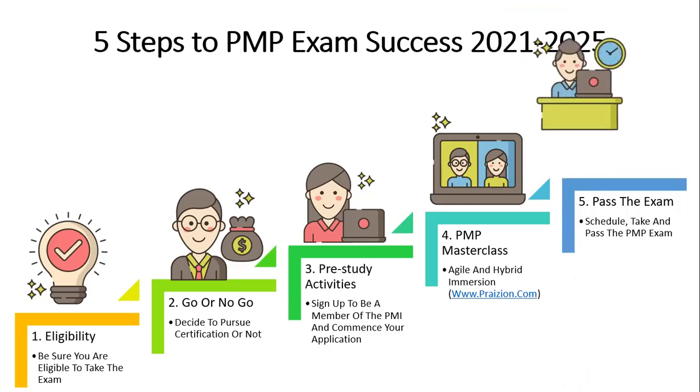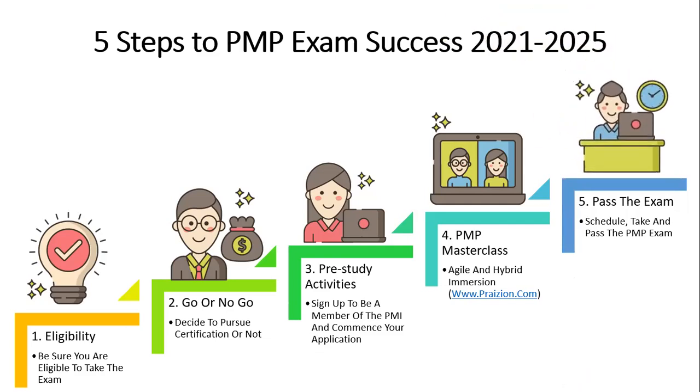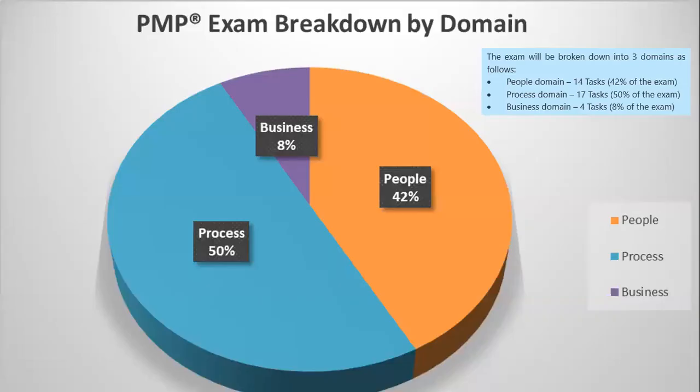Schedule, take, and pass the exam because you absolutely can and you will. Just follow the right steps. Someone says, what is the breakout of the exam? How do you break it down? The exam is broken down into three categories. You've got people, 42%, process, 50%, and business, 8%.